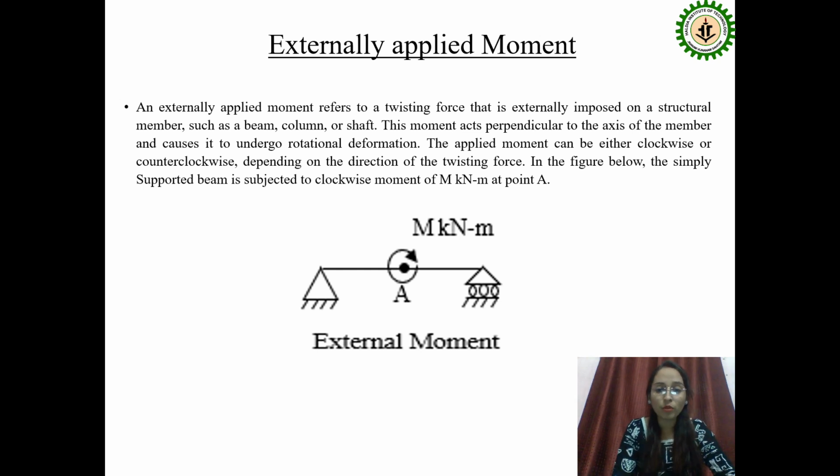Okay, the applied moment can be either clockwise or counterclockwise depending on the direction of the twisting force. In the figure below, the simply supported beam is subjected to a clockwise moment of M kilonewton meter at point A. Okay, this is a simple example of external moment in this simply supported beam.